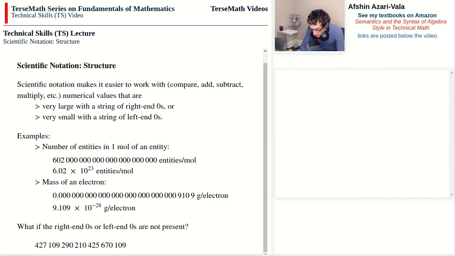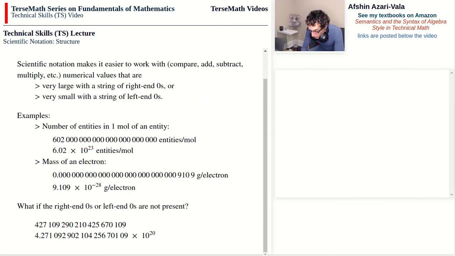So such as this number, 427109290, all the way to the end of it, which is 109. And if I wrote this in scientific notation, it would become 4.271092 and so on, times 10 to the power of 20. And it seems like I just made things even worse. And that's in some ways true. Now, the advantages of scientific notation are not all lost, but many of them are lost when we don't have those zeros. And so the question is, what's going on?